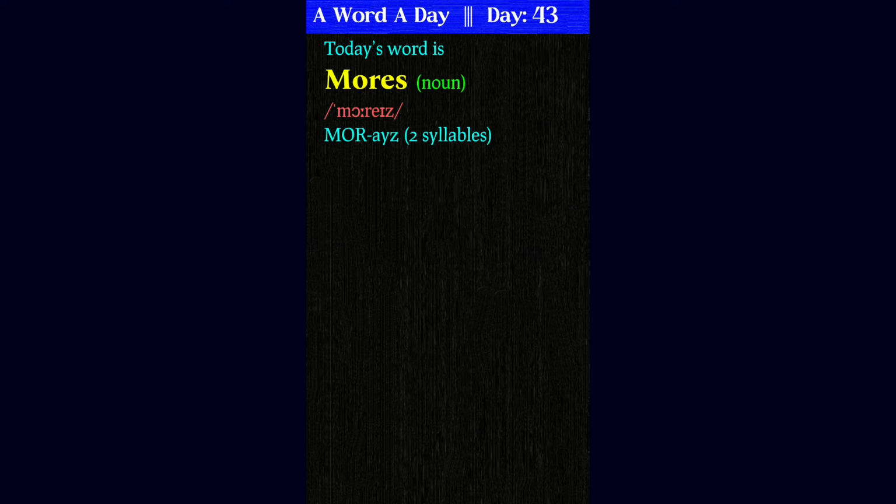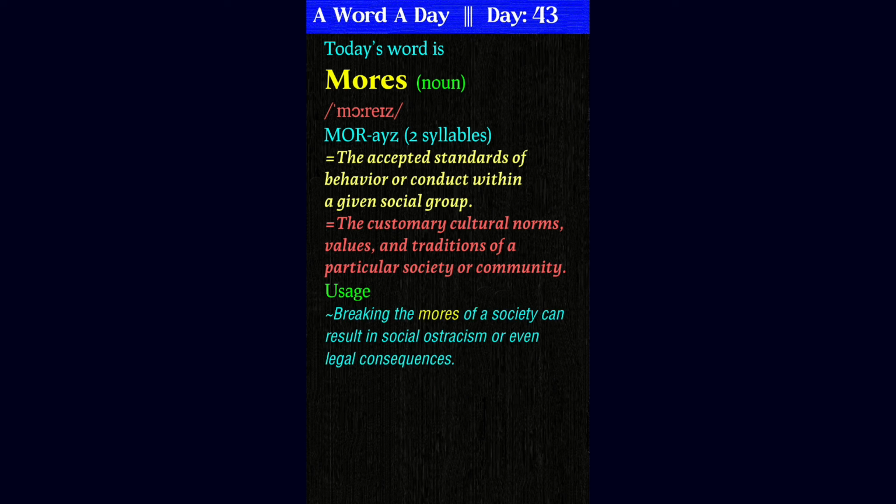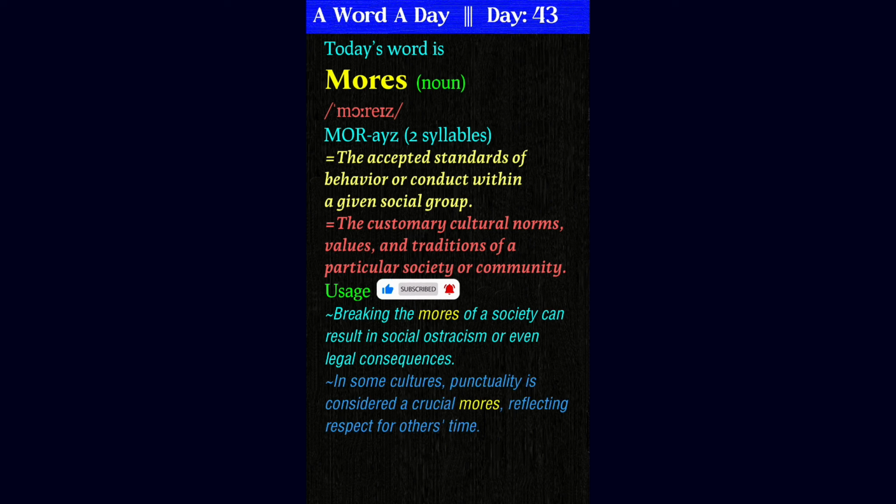Mores. 2 syllables. Mores is a noun. Mores means the accepted standards of behavior or conduct within a given social group, or the customary cultural norms, values, and traditions of a particular society or community. Usage. Breaking the mores of a society can result in social ostracism or even legal consequences. In some cultures, punctuality is considered a crucial mores, reflecting respect for others' time.